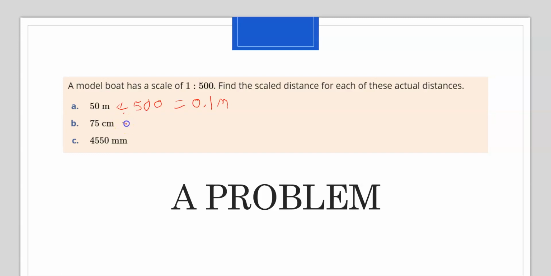Here we've got 75, so we're going 75 divided by 500. It's going to give us 0.15, and we're talking about centimetres this time, so adding that on. 4,550 divided by 500 is going to give us 9.1 millimetres.